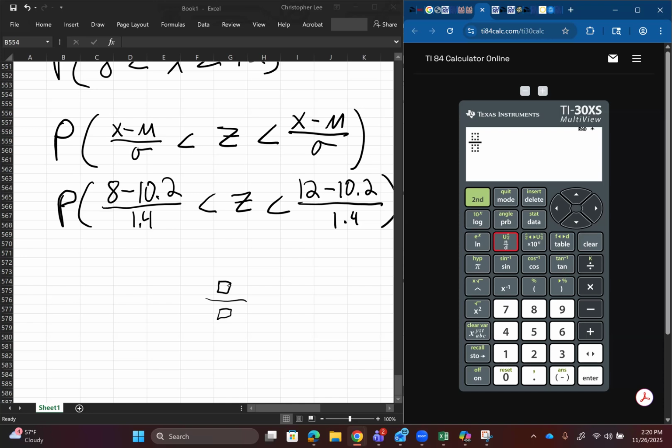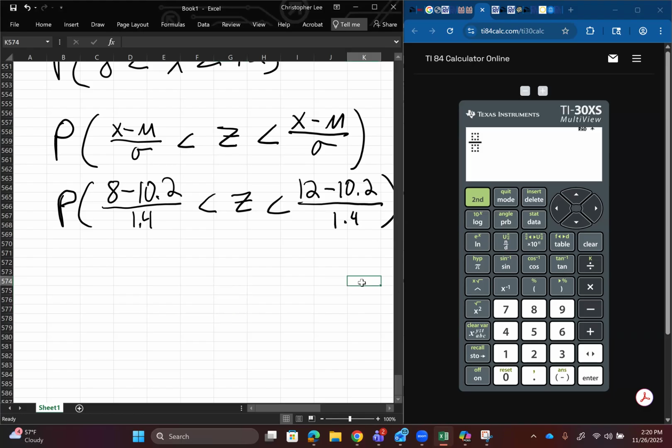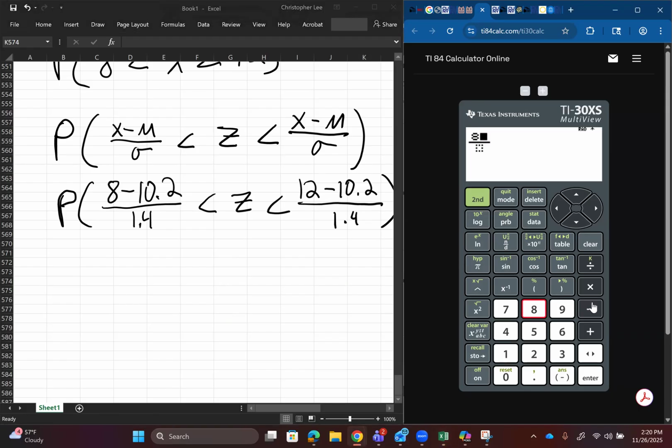So after that, just type in what you have in the question. Each one, no parentheses needed. You need the parentheses if your calculator doesn't have the fraction button. That's when you use the parentheses. So for us, this is going to be 8 minus the 10.2, and then we're going to use the down arrow, go down, and hit the 1.4. And then you just hit enter, and it's going to give you an answer.